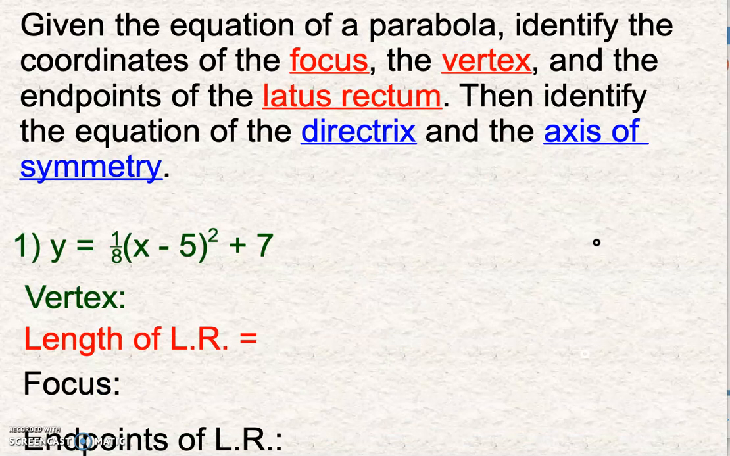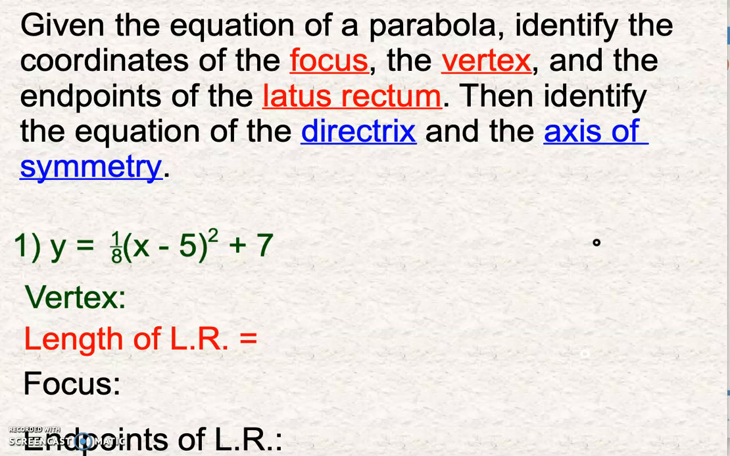So here's our first set of problems, and you may need to pause the video to write some of this stuff down, and you may also need to pause the video to try some of the problems on your own, but come back to it and make sure you have these correct.